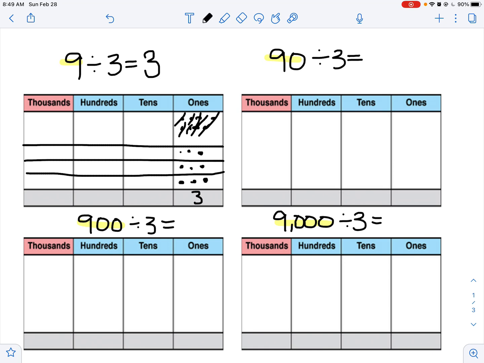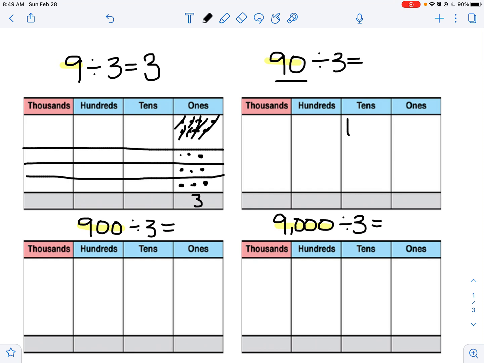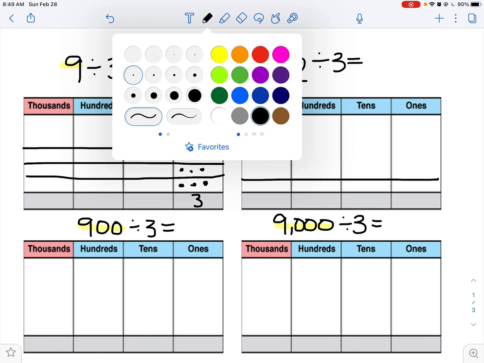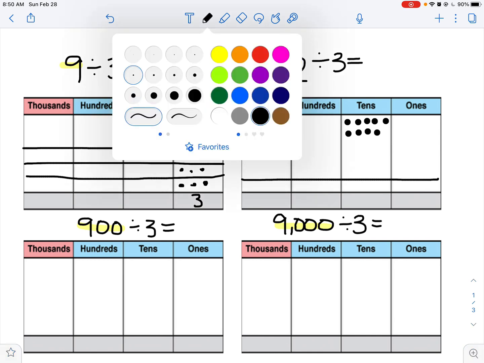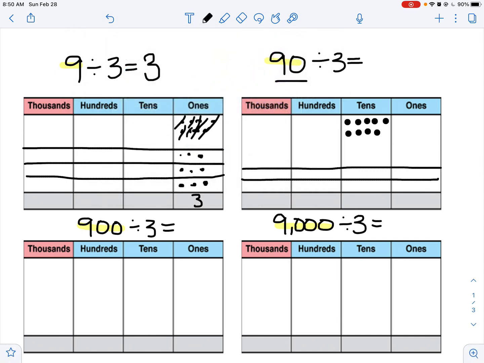Now let's take a look at what happens when it's 90 divided by 3. The only difference here, guys, is that we're now talking about 9 tens instead of 9 ones, right? So we'd set it up very similarly. We're going to make 9 tens, 1, 2, 3, 4, 5, 6, 7, 8, 9 tens. And we're going to divide that into 3 groups. I think I'm going to need to redo my tens. I'm going to have to use dots here. 1, 2, 3, 4, 5, 6, 7, 8, 9. Okay? And now I'm going to break it up into my 3 equal groups. And I'm going to go ahead and parcel it out.